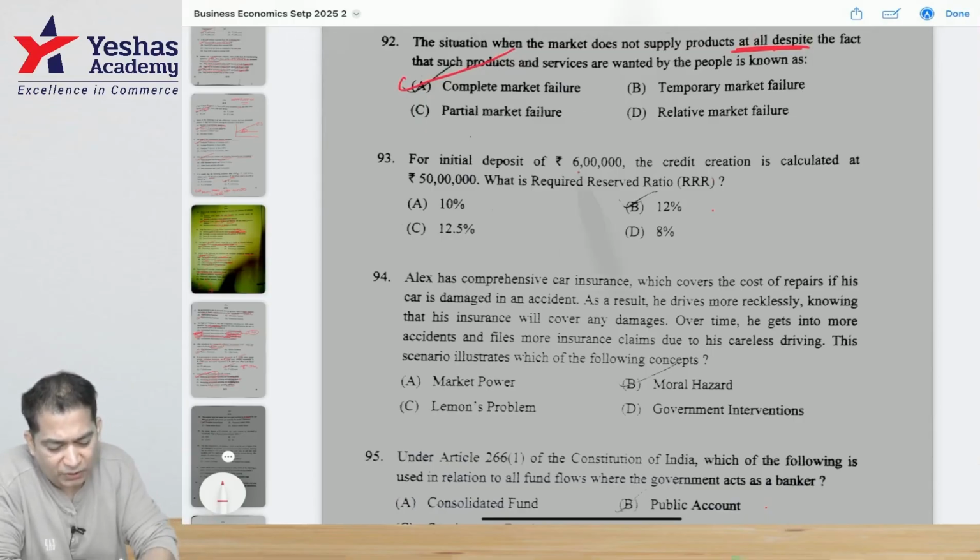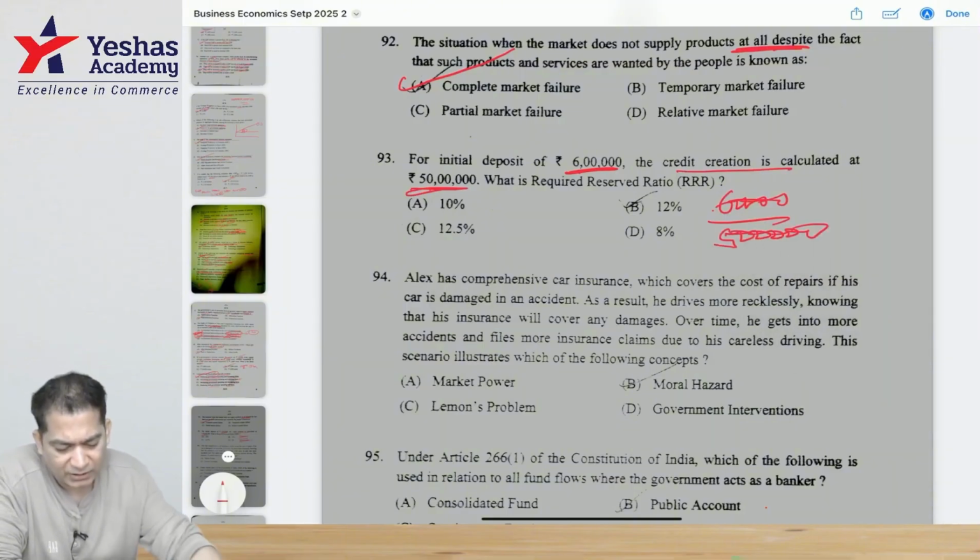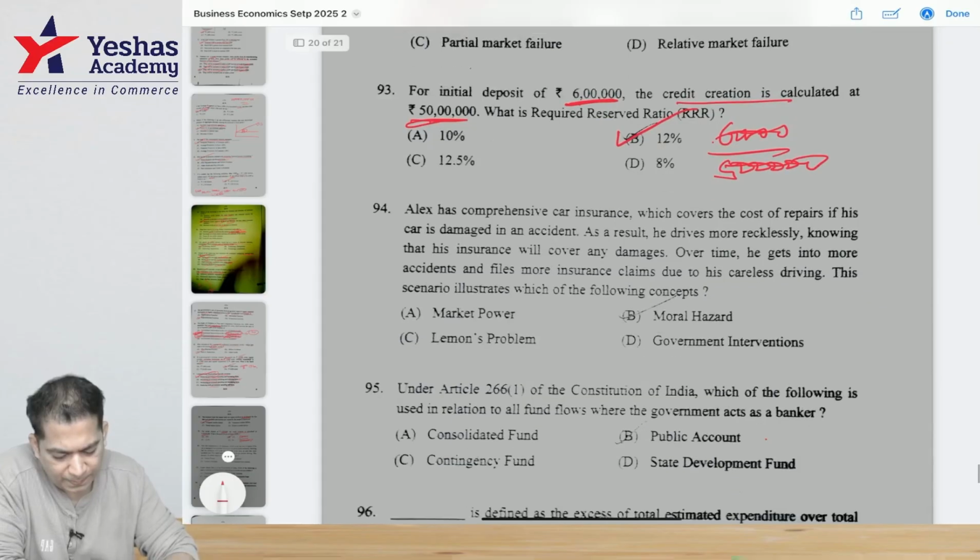For an initial deposit of 6 lakh, the credit creation is calculated as 50. So simple, Baba. 6 lakh divided by 50 lakh. So whatever answer you get, that will be 0.12, or 12%.